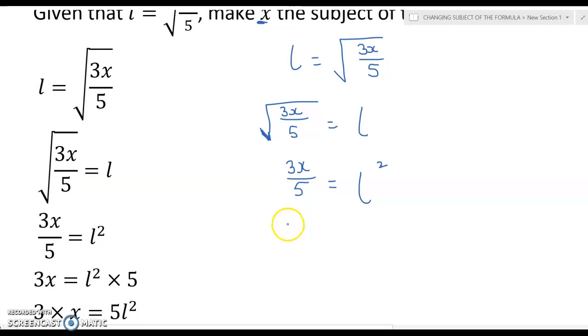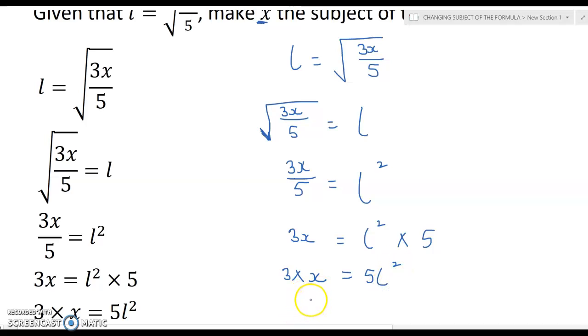So now we have 3x divided by 5 is equal to L squared. Now we're going to remove the number at the bottom first. This is division by 5, so it will become multiplication by 5. So this is really 3 times x, right? So 3 times x is equal to L squared times 5, which is the same as 5L squared. Put the number in front.